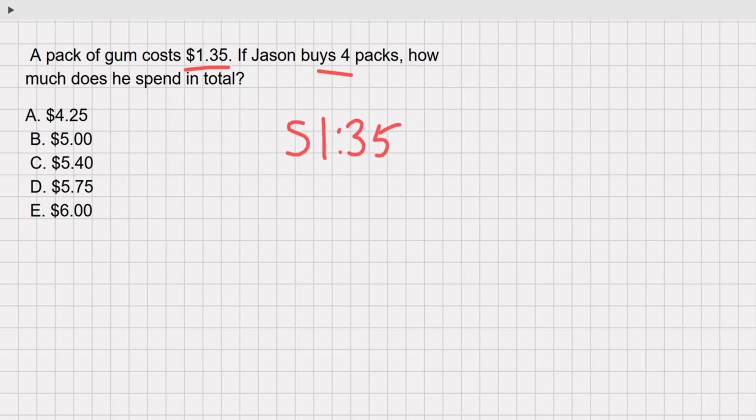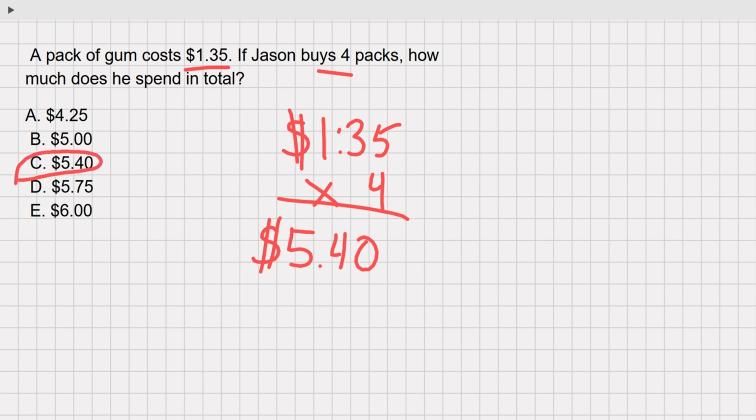Now, if we were to figure out how much it takes for 4 of those, well, we just have to multiply 1.35 times 4, which if you use your calculator, which you should be doing in this scenario on the ACT so you can save time, because you want to use all the time you can get on those harder problems, you should be getting $5.40 as your answer for how much Jason is spending on gum, which is honestly a lot of gum to be buying, 4 packs.